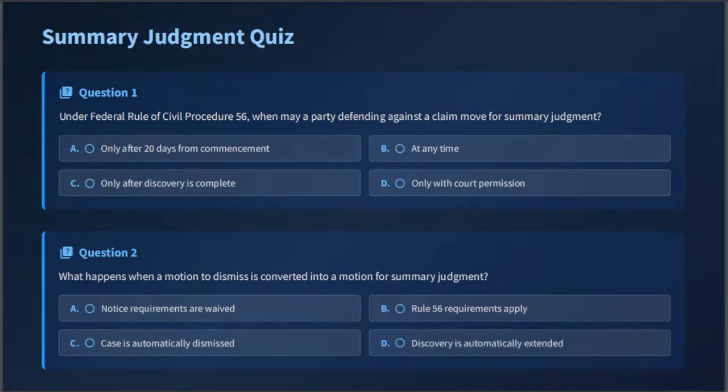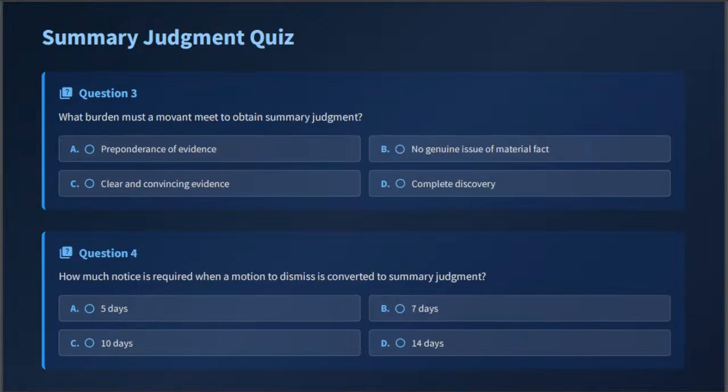All right. Any more takers? Go ahead and put them in. We're going to move on to the next questions. Next set of questions. Here's question 3. This is a good one here. What burden must a movant meet to obtain a summary judgment?